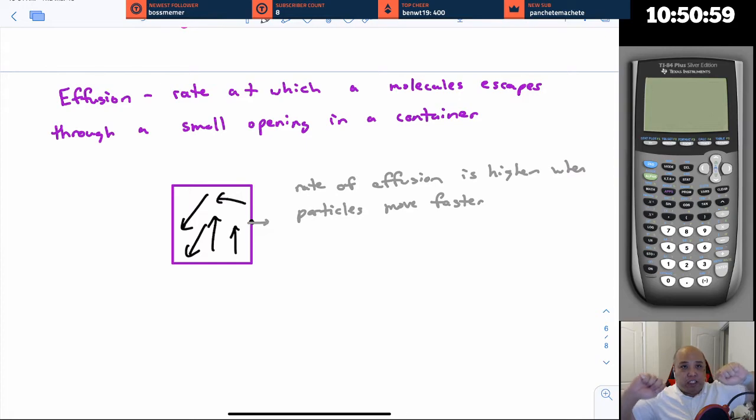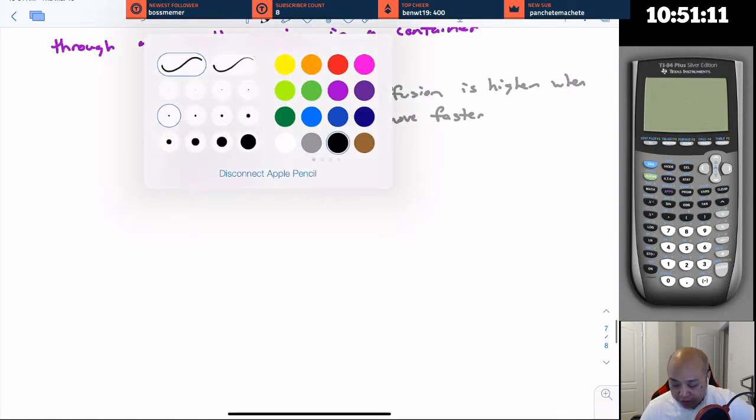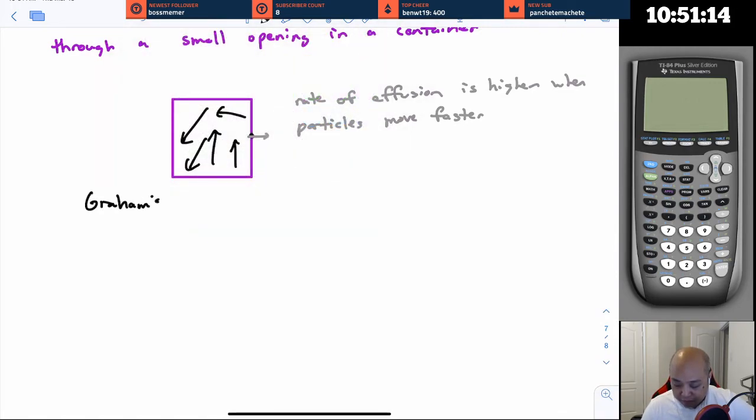Now, you don't actually have to measure the rate of effusion like a speed. What you do is you compare the rate of effusion of two species based on their mass because there is a law for this, and that is called Graham's law of effusion. And it's given to you in your data packet, but I'm going to explain to you how it's derived. Okay. So, the speed of a particle is based on its kinetic energy. And so let's say we have gas one and gas two.